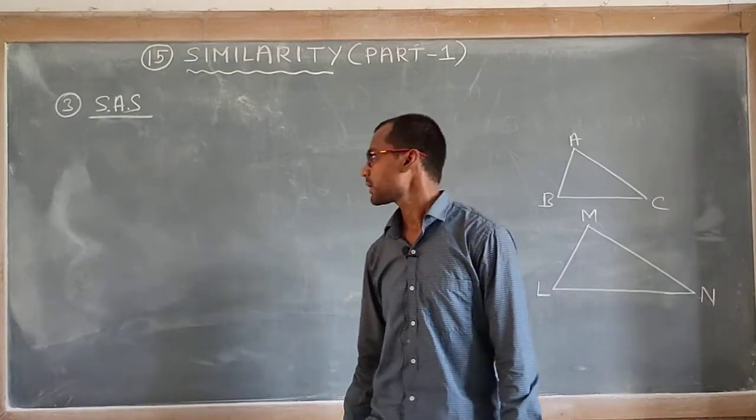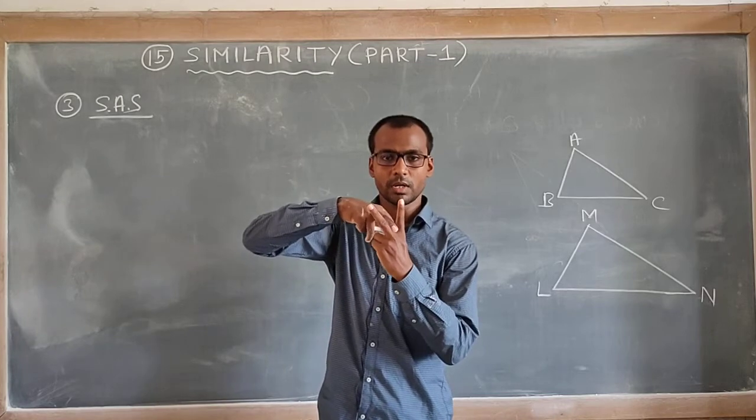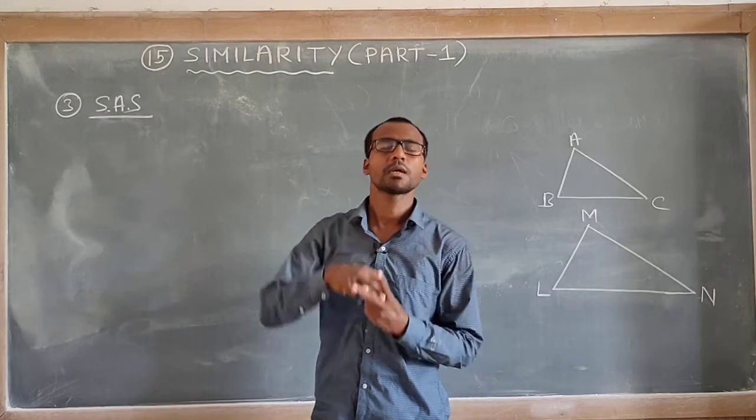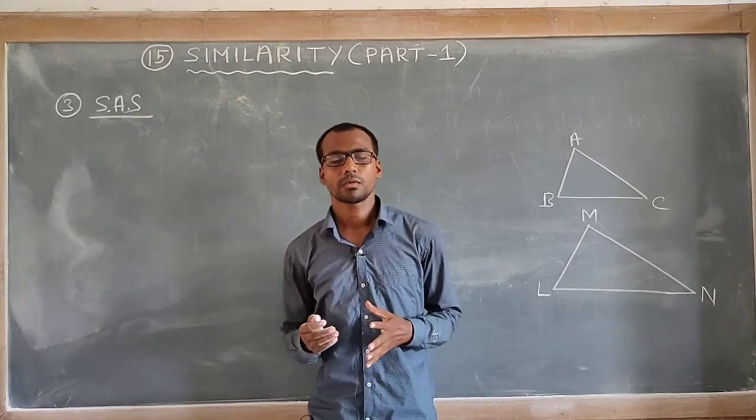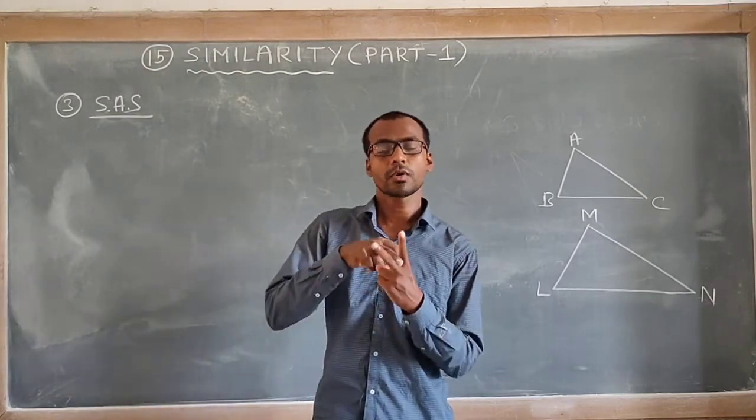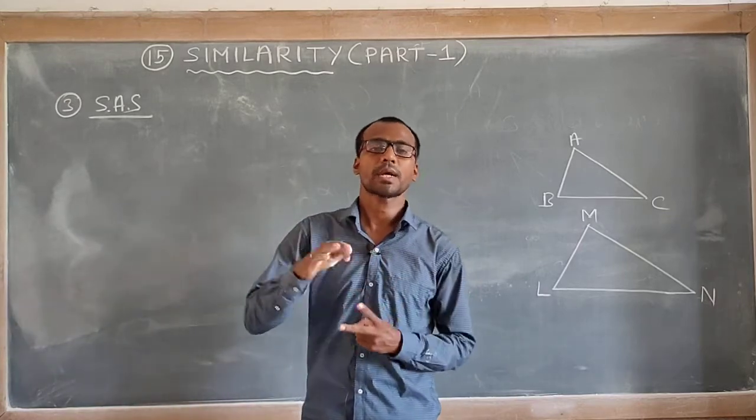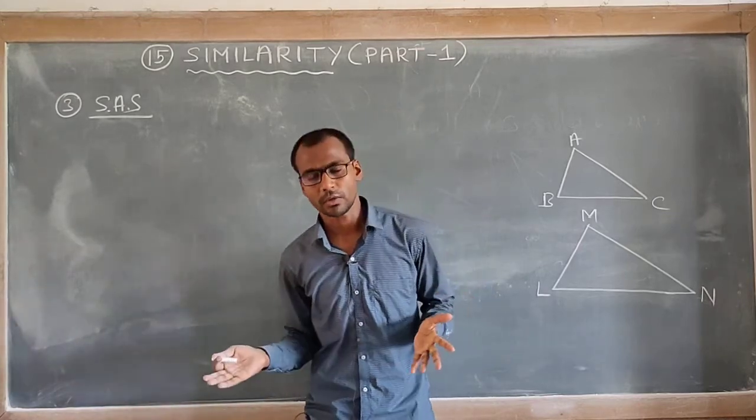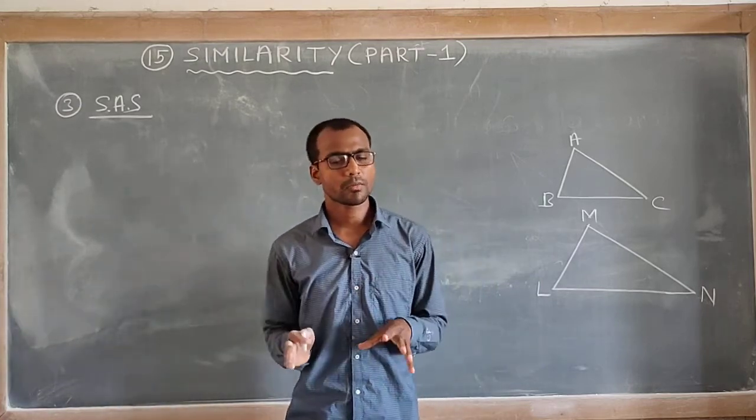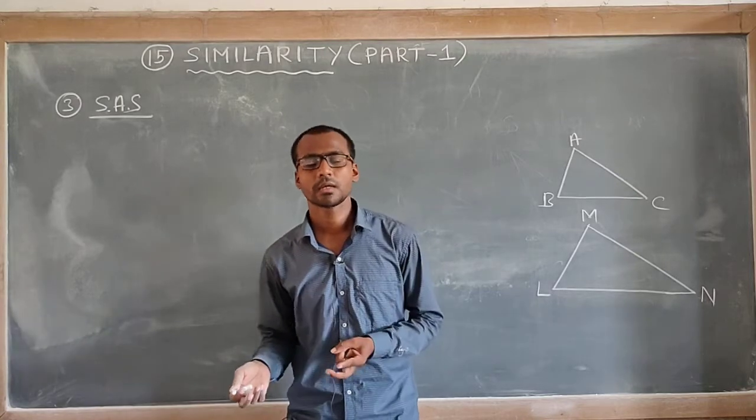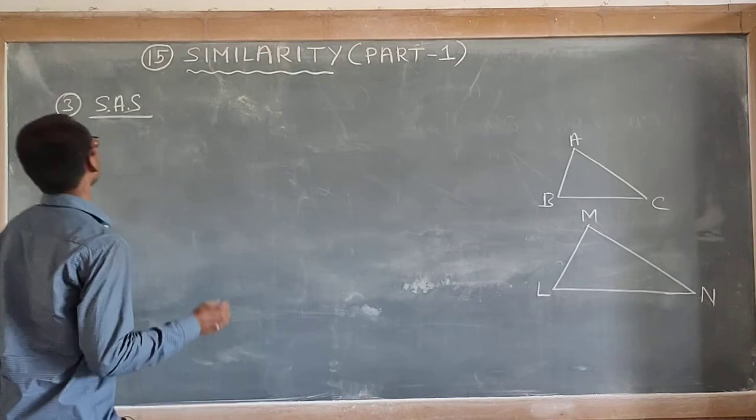What was the postulate? In case of congruency, if two sides and the included angle, the angle between the two sides, of a triangle are equal to two sides and included angle of another triangle, then the two triangles are congruent. But in similarity, we can say angles are equal, but we cannot say sides are equal. So what you have to say? If two sides of a triangle are proportional to two sides of another triangle, okay?